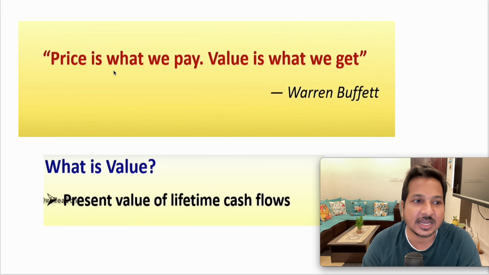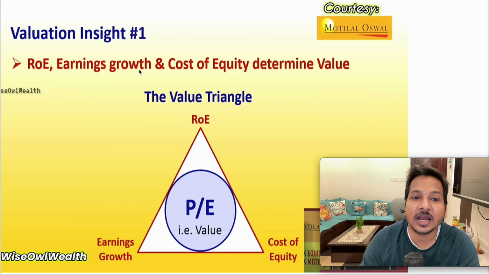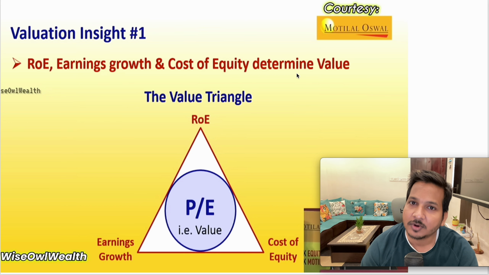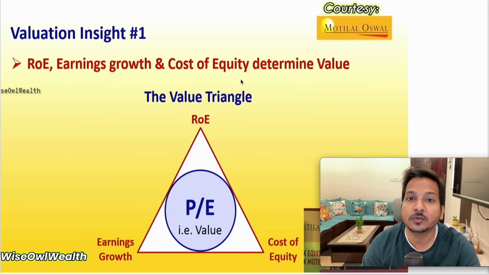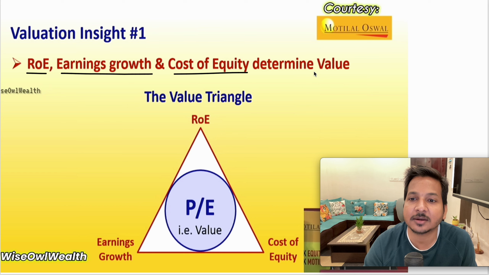So the first valuable insight I got from this slide, which Ramdev Agrawal tried to show, is that ROE, earning growth, and cost of equity, all three, determine the value. One by one we'll go through very slowly. You will understand by the end of this presentation what the numbers should be and how you can improve your performance when you are investing or trading. First is ROE, return on equity, then earning growth and cost of equity. I am going to explain what cost of equity is in the next slide. All three of these things will determine the value.